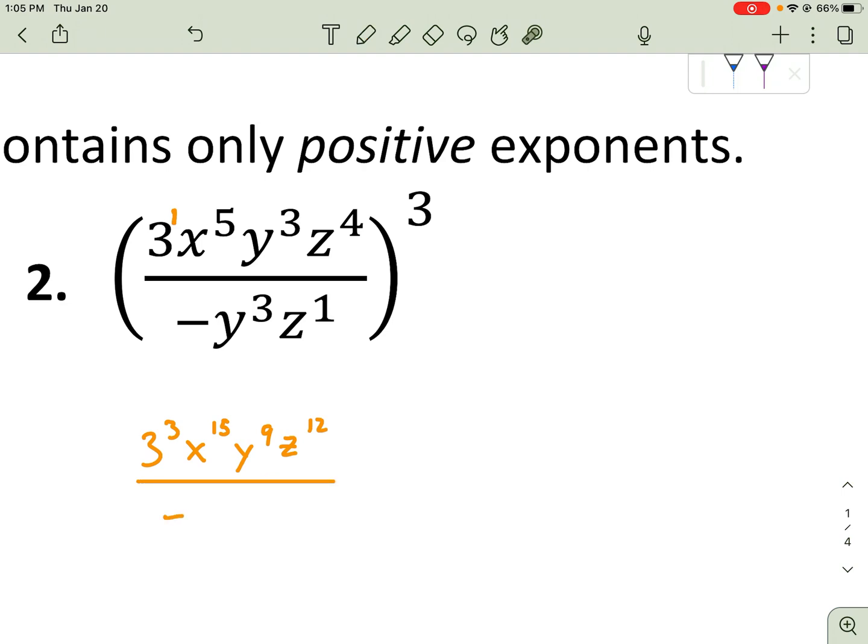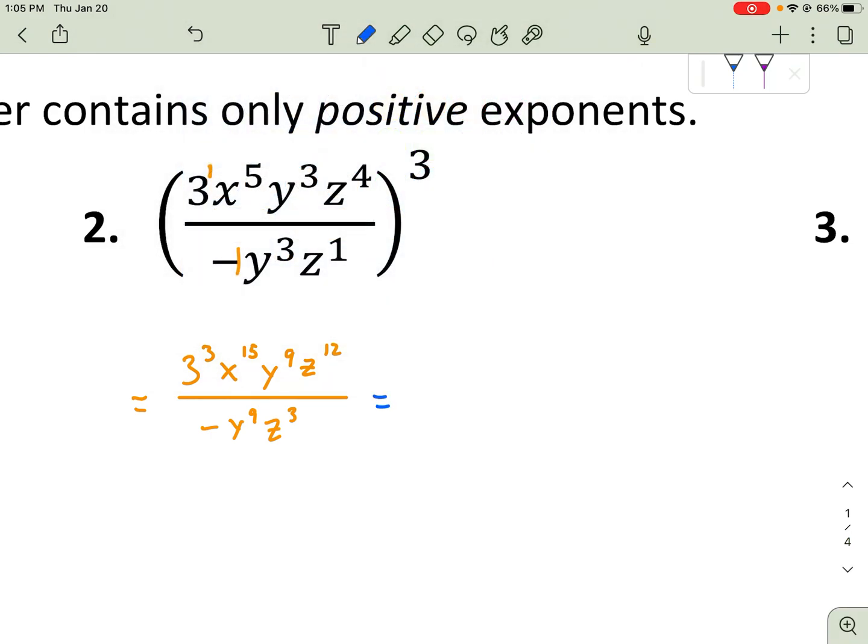This negative right here has nothing to do with exponents whatsoever. It's just like a negative 1 right there, if you want to write that. So we have a negative number in front. And then we have y to the 9th, because again, we have power to a power, and then z to the 3rd. So that's our start right there.